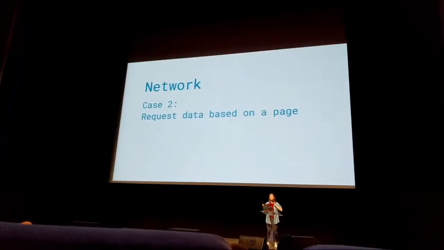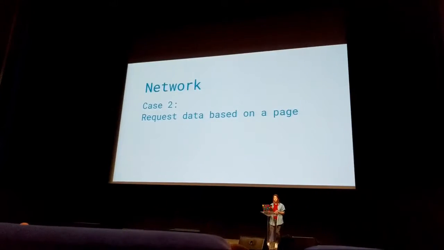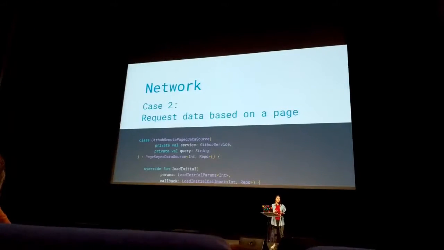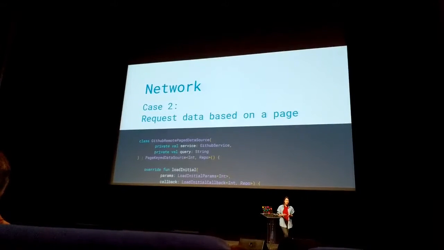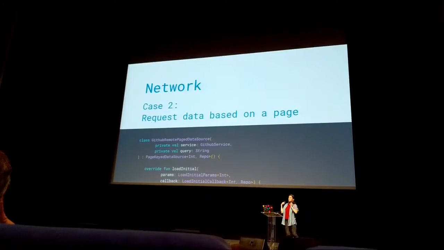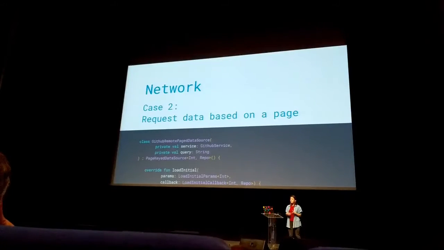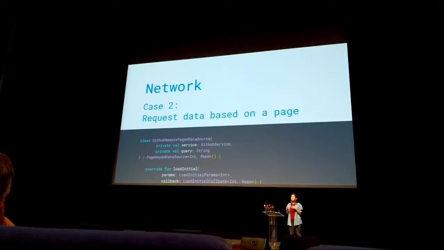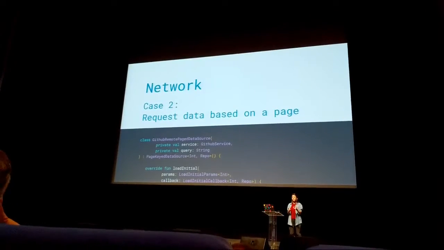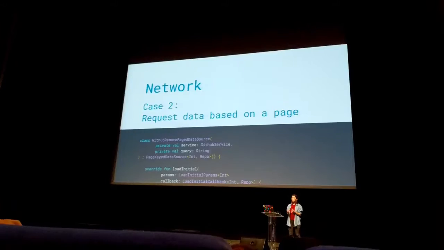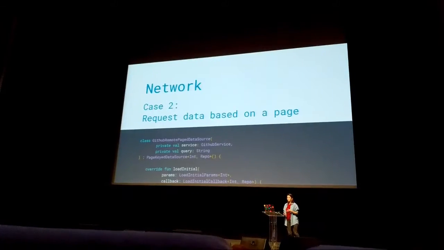But the paging library also supports requesting data based on a page. To do this, you would implement a page keyed data source. In our case, to request a list of repositories based on name, we would work with a GitHub API that exposes a page-based API. So we would tell what is the query, what's the page number, and what's the page size that we want to load.